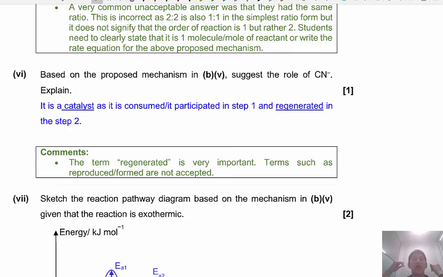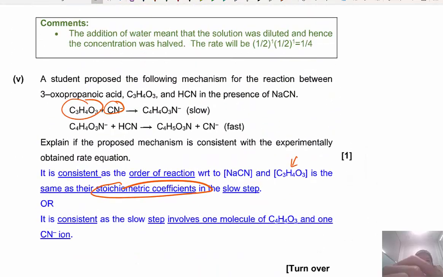Based on the proposed mechanism in B part 4, the role of CN minus, you should realize it's a catalyst. It is used up and consumed in a reaction. It's consumed and regenerated. So it is consumed in the first step, and regenerated in the second step, which is the fast step.